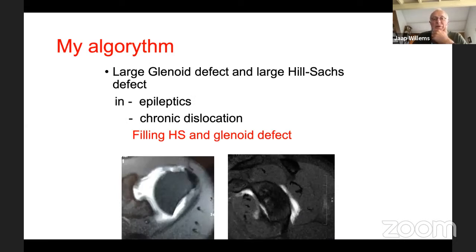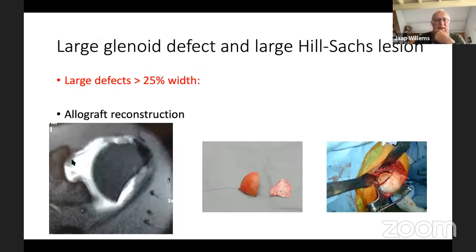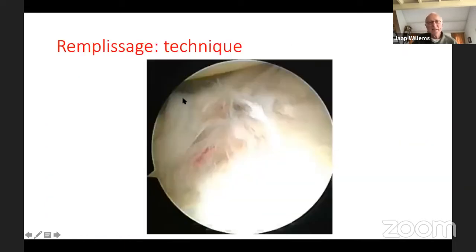And for the large glenoid defect and the large Hill-Sachs defect, like in an epileptic and chronic dislocation, I do a filling of the Hill-Sachs and the glenoid defect. Like shown here is an epileptic patient, large, and I use a humeral head or femoral head allograft to fill the defect. But this is quite a rare indication.